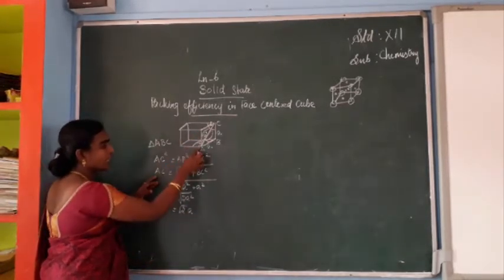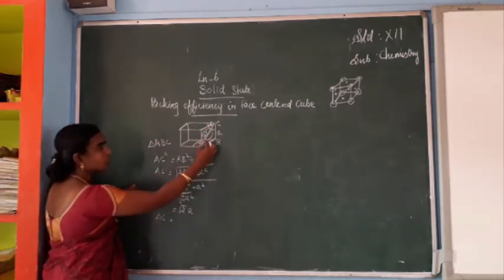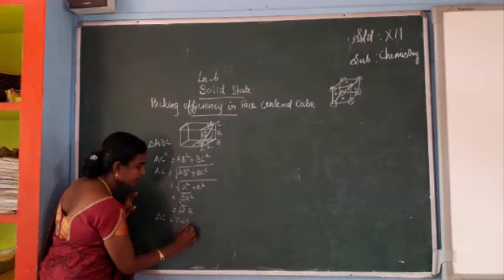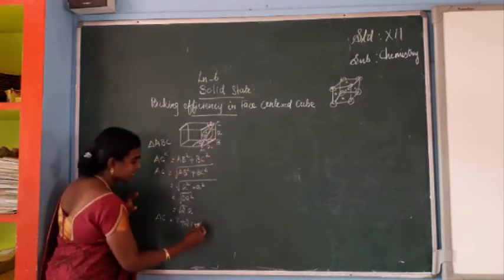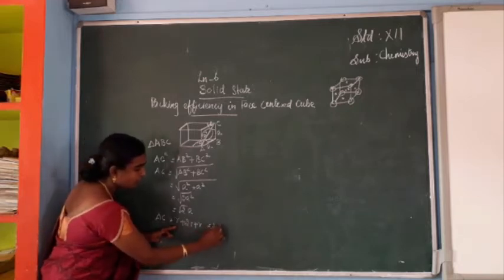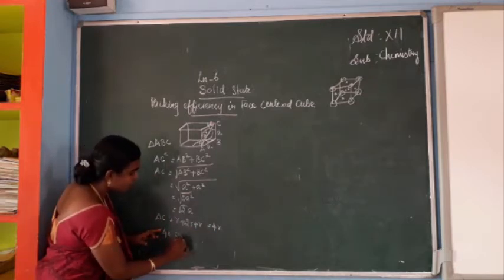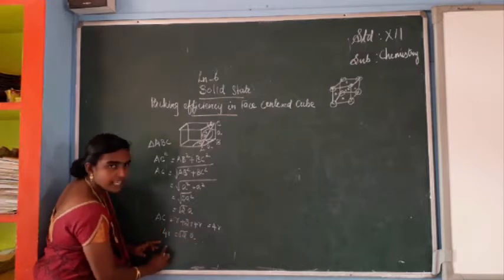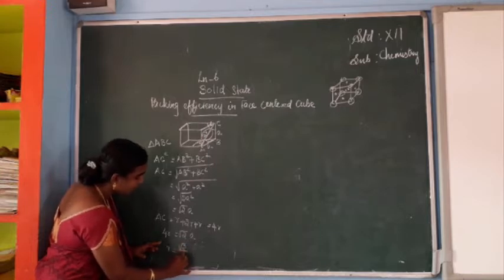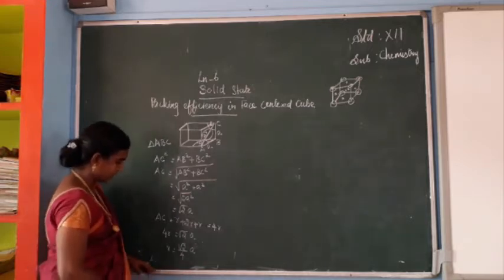So how can we calculate the AC distance when it is added? This distance is R, this length is 2R, and next this distance is R. So 2R plus R plus R, which is 4R. So AC value is 4R. So 4R is equal to root 2A. We have to find out R value. So R is equal to root 2 divided by 4 into A.